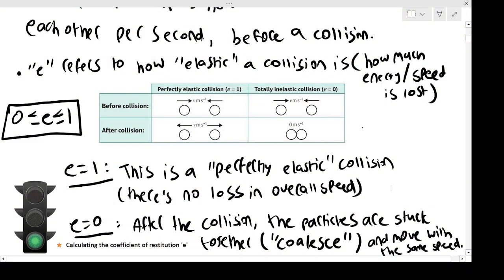Now, you do need to remember these two cases here. Questions may refer to collisions being perfectly elastic. If a question mentions something being perfectly elastic, you need to then remember that means E is 1. Okay. Likewise, if you see two particles being coalesced, that means they stick together, and that E is 0. Okay. And so you do need to pay attention to these two cases here, okay? But very rarely this comes up, but you still need to be aware of it.